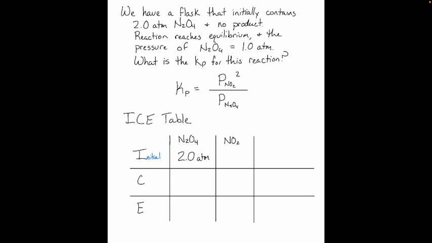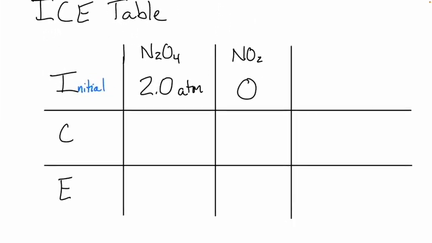And what about for my product? How much of that do I have initially? 0, right? There's none of it in my flask to start out with. Right? So for I here, this is the initial concentration or pressure of your reactants and products.